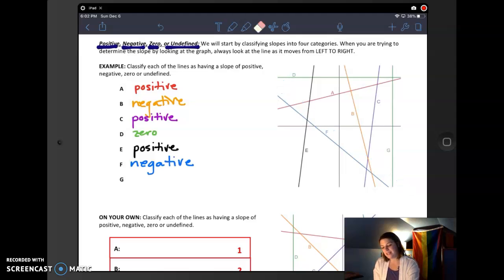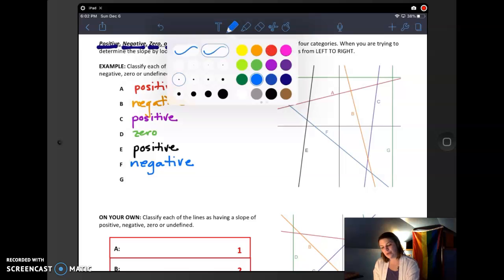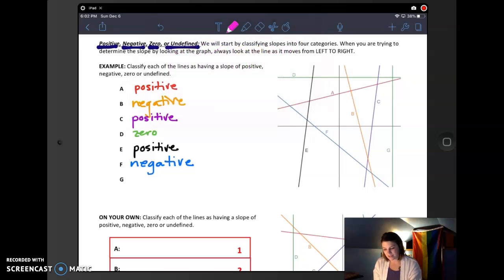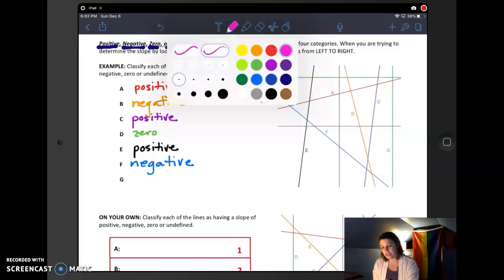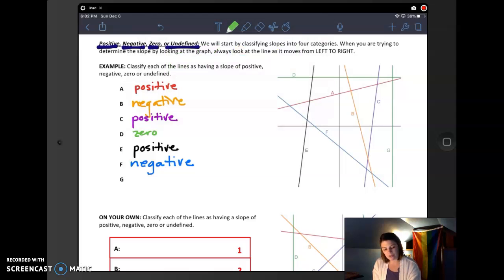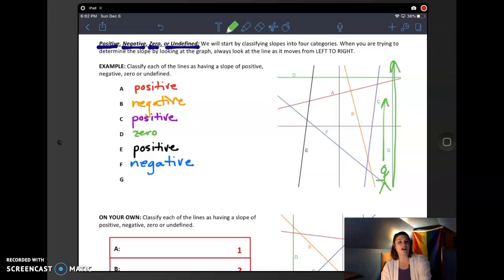All right, last one for me before you guys try yours. And this is going to be line G. And so notice how this is just going straight up, right? And so if I put a person, they would have to climb straight up. It's not a slant. It's a straight up and down line.